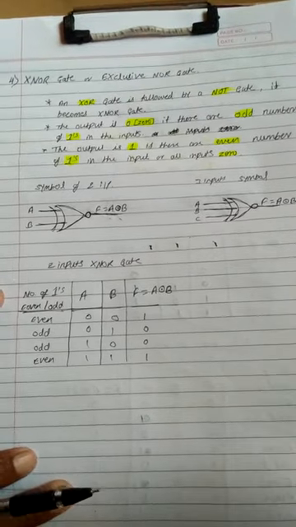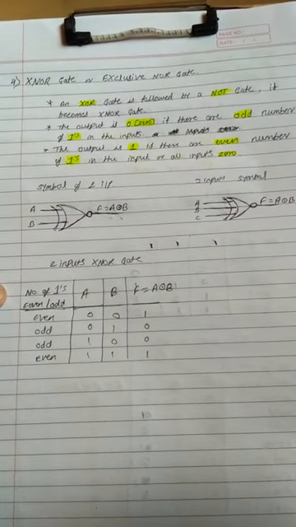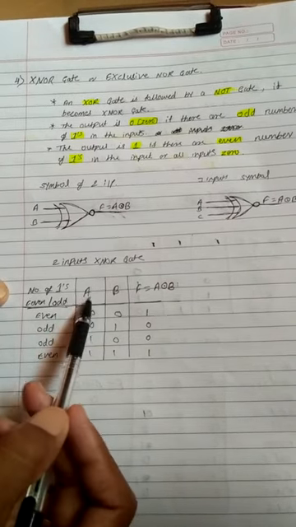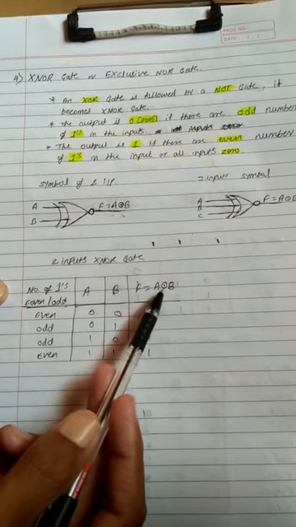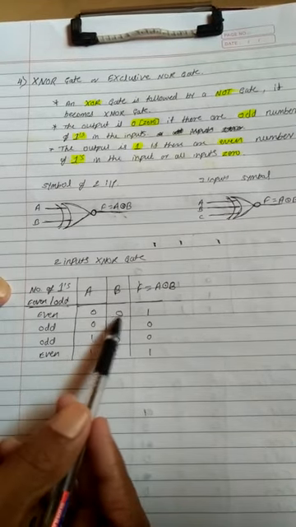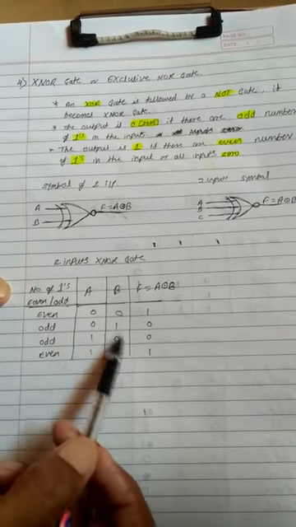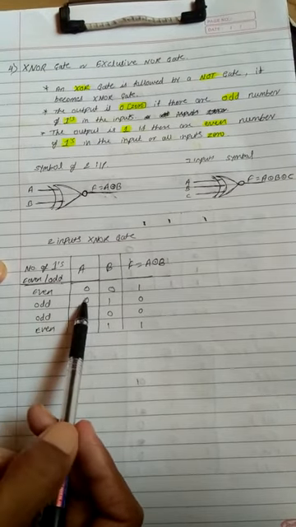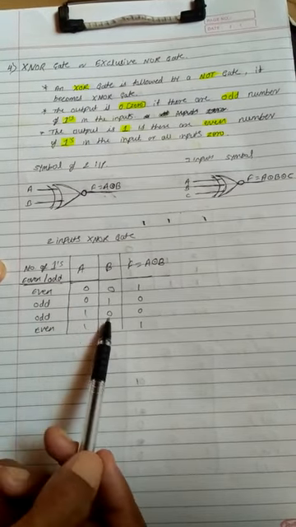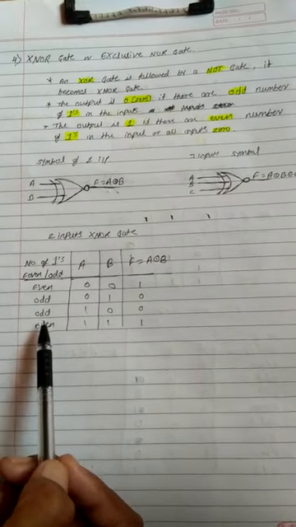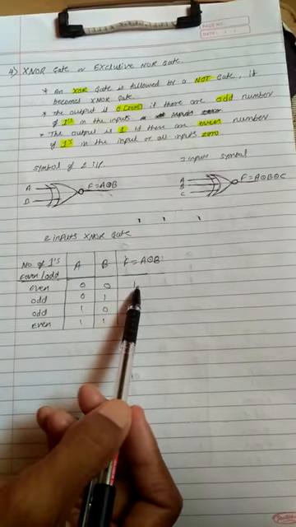Then see, the truth table for two inputs. Again A, B, F is equal to A XNOR B. I have written it here. Just input the values 0, 0, 0, 1, 1, 0, 1, 1. So 0, 0 becomes even. 0, 1 is odd. 1, 0 is odd. 1, 1 is even. So see, when its output is 1.